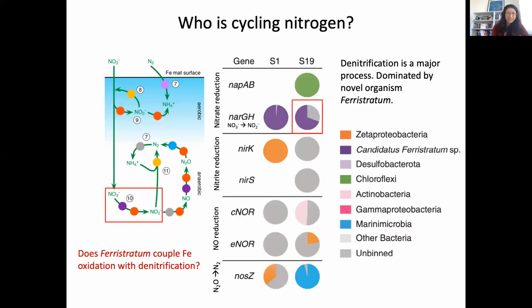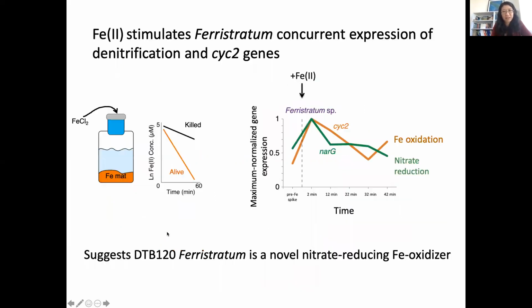Nitrogen is always more complicated. And so there are many organisms cycling nitrogen, but I want you to call your attention to, again, the purple organism, the fairy-stratum, that is expressing NarGH. This organism is a nitrate reducer. Perhaps it's coupling iron oxidation with nitrate reduction in these deeper mats where there is no oxygen.